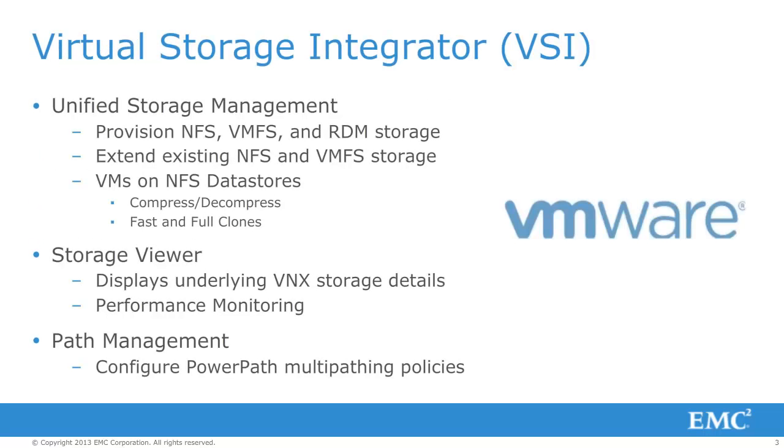The Unified Storage Management feature of the VSI plugin allows a VM administrator to provision NFS storage from VNX for file and VMFS or RDM storage from VNX for block. The administrator can also do the following to virtual machines that are stored on NFS data stores: compress or decompress virtual machines and create fast or full clones. Cloning is done on the VNX instead of the ESX server. This reduces network traffic and offloads the work to the VNX.